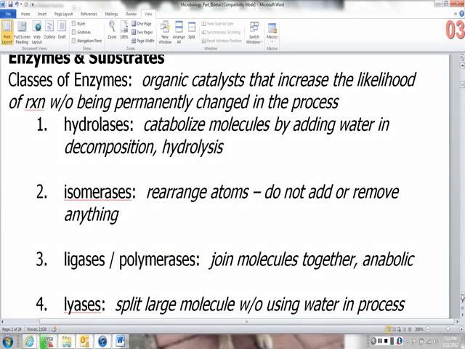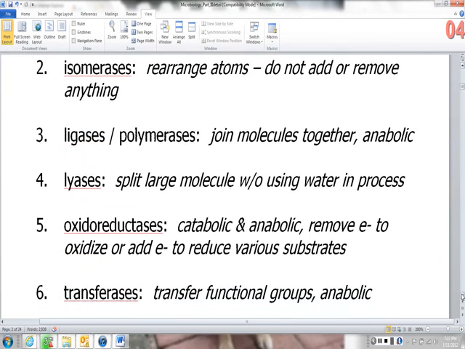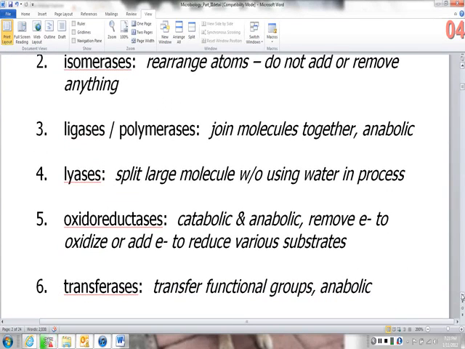Hydrolases will catabolize molecules by hydrolysis, or adding water in the decomposition. Isomerases will rearrange atoms without adding or removing anything. Ligases, or polymerases, are used in anabolic reactions to join things together. Lyases will split large molecules but do not use water in the process. The oxidoreductases can either be catabolic or anabolic. They will remove an electron to oxidize or add an electron to reduce a substance. Transferases will transfer functional groups in anabolic reactions.